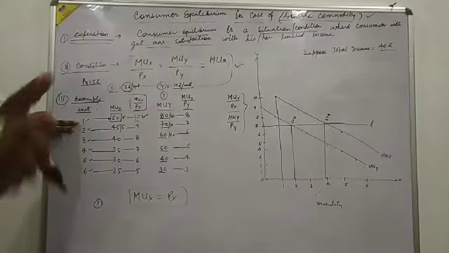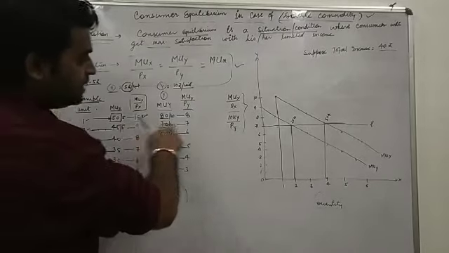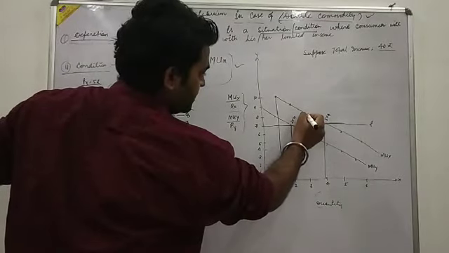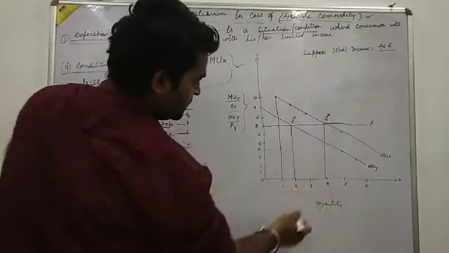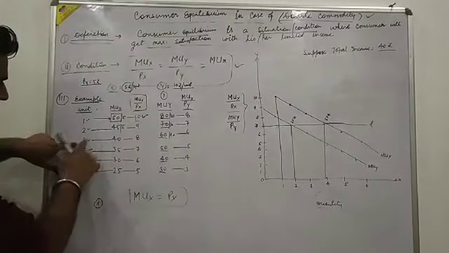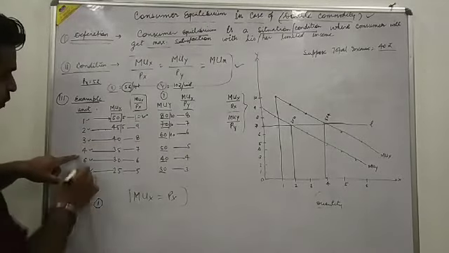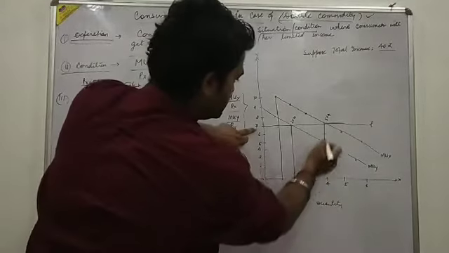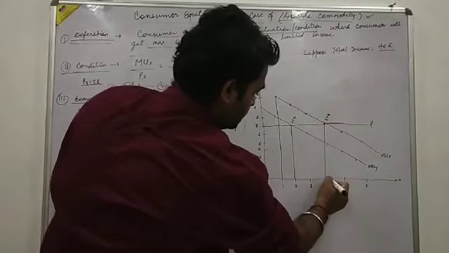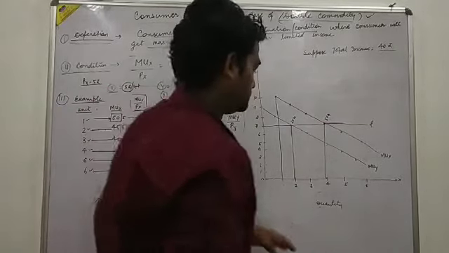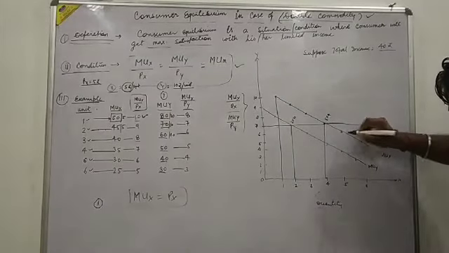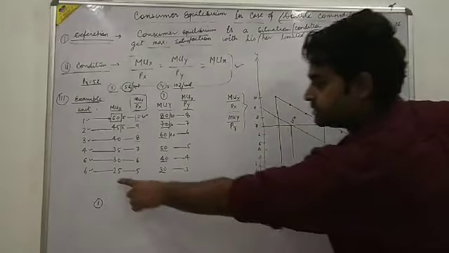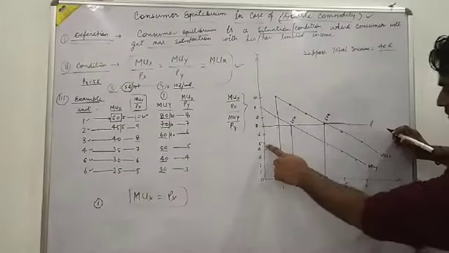Okay. In the case of X, second 9, third 8, fourth 7, fifth 6, sixth 5. So we are getting 6 and 5.